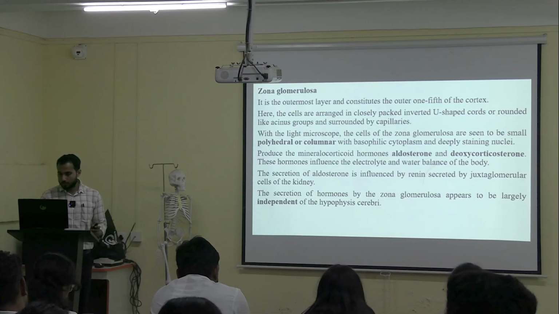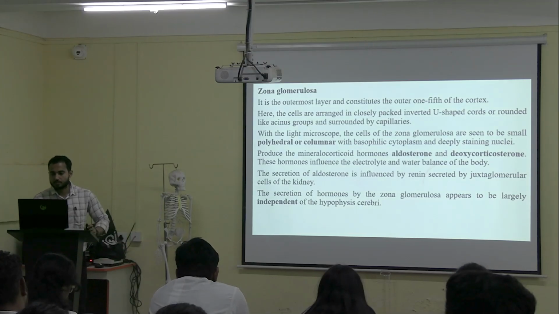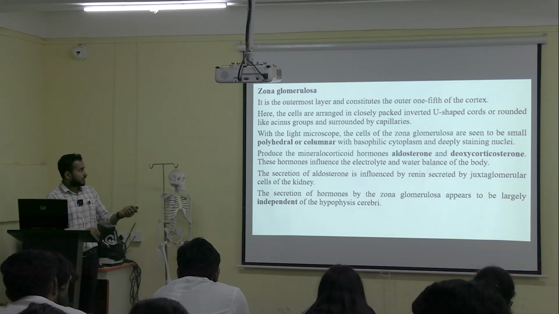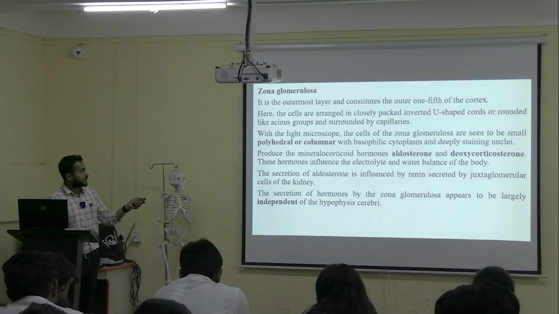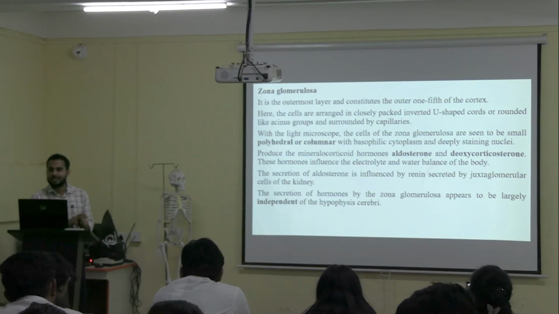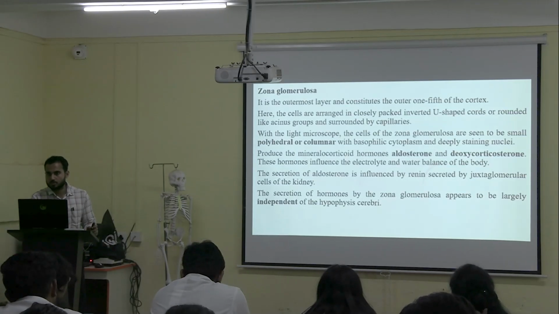First is the zona glomerulosa. How are the cells arranged in the zona glomerulosa? The outer one-fifth of the cortex is occupied by zona glomerulosa. The cells are arranged in inverted U-shaped cords and round, acinus-like groups surrounded by capillaries. This is the arrangement of the cells in the zona glomerulosa.